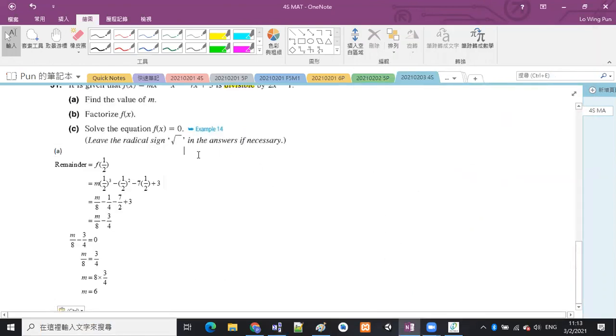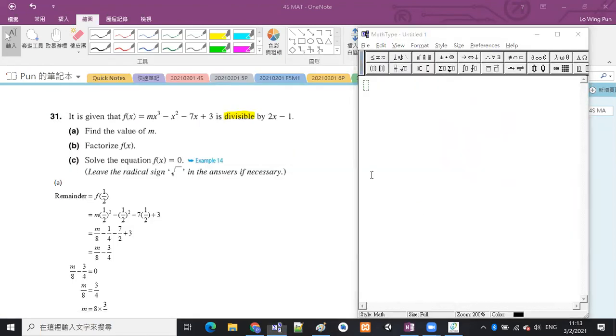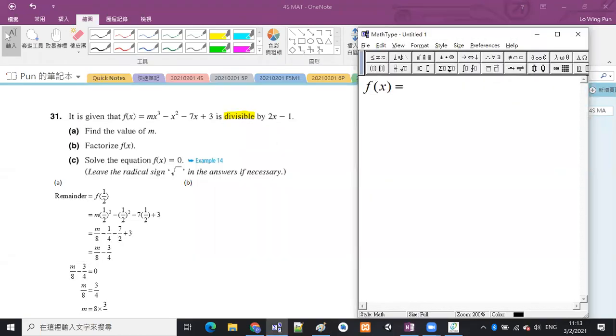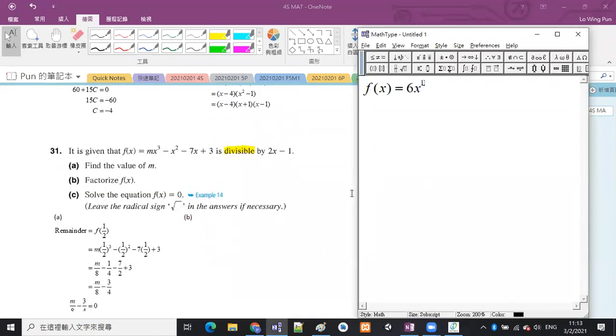Okay, and then part B, factorize f(x). So just write down the complete information of f(x) first. So f(x) is equal to m, what is m? 6. 6x cubed minus x squared minus 7x plus 3. And then the question has already told you that this f(x) is divisible by 2x minus 1. So 2x minus 1 is a factor of f(x), and it is the first factor of f(x). So we can take out this.